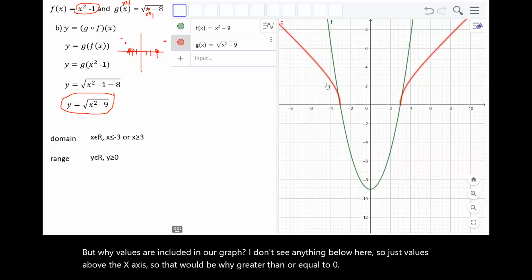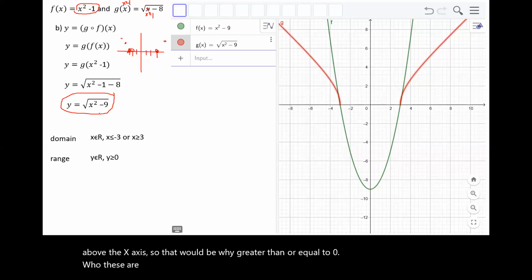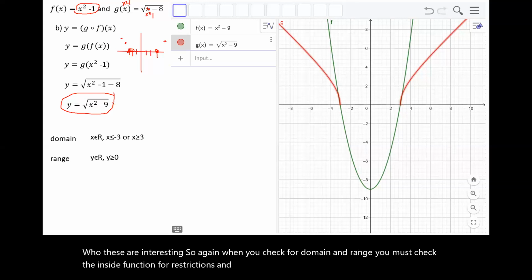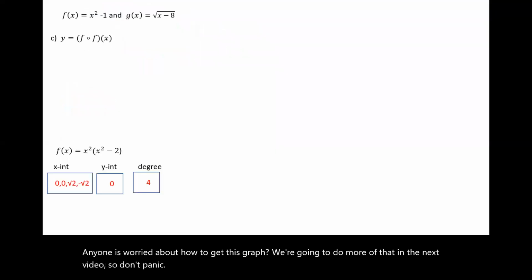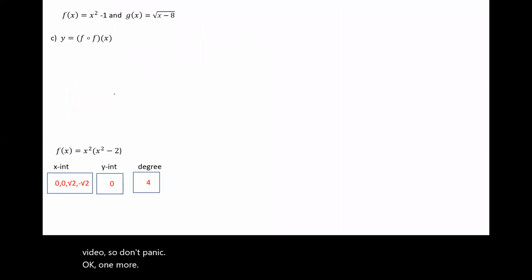Ooh, these are interesting. So again, when you check for domain and range, you must check the inside function for restrictions and then the final answer for restrictions. If anyone's worried about how to get this graph, we're going to do more of that in the next video, so don't panic. Okay, one more. I'm afraid I gave you some hints down here. f of x equals x squared minus 1 is the first function, and g of x equals root x minus 8 is the next function. We're finding f of x.